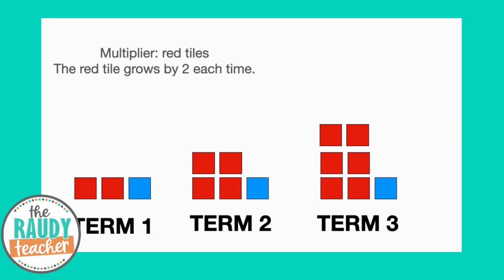How many red tiles do I have? I have 4 red tiles. Term 3 times 2 is 6. And again, I have 6 red tiles. But in order to make it the pattern, I needed to add something each time. I needed that constant of blue.